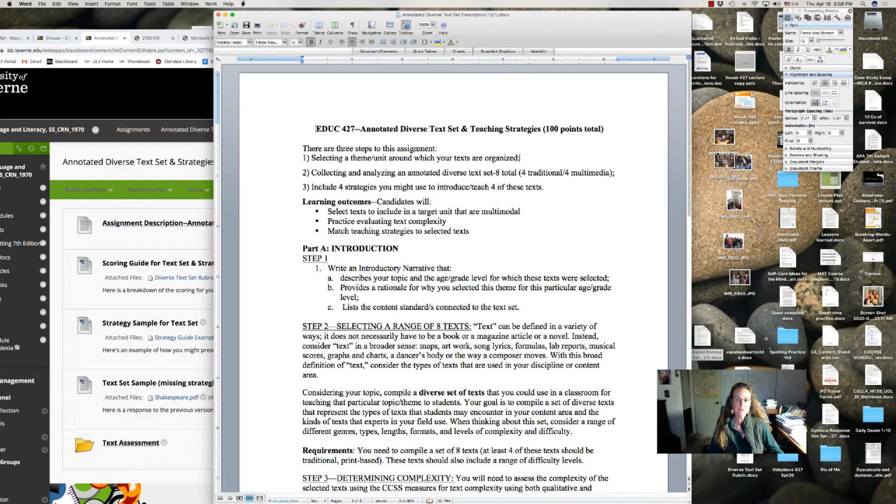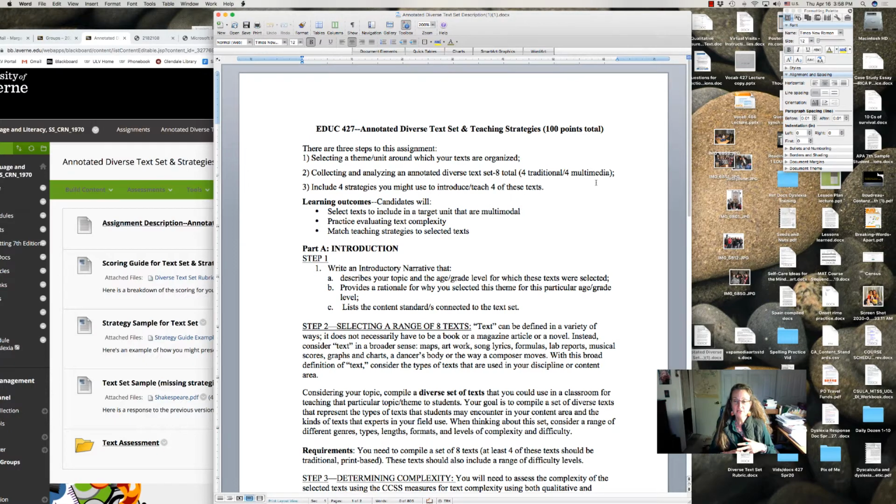So there's 3 steps. The first one obviously is pick the unit or the theme and keep it contained. We don't want something that spans time. It should be, all of these should be connected to the same theme, like Hamlet or Pearl Harbor or something on that line. So you're going to pick your theme, you're going to pick your text, total of 8. 4 need to be traditional text, which would be like articles, stories, written print text. And 4 can be something else, different images, media, videos, whatever.